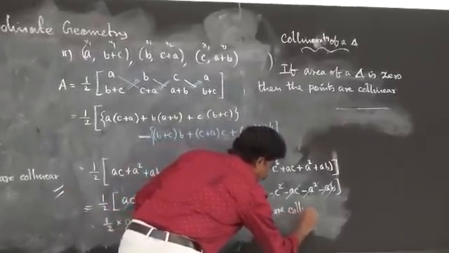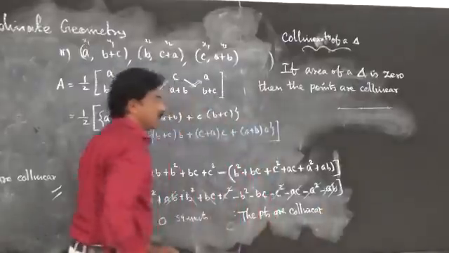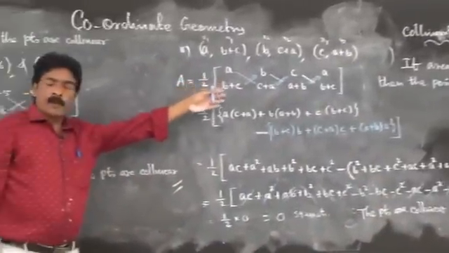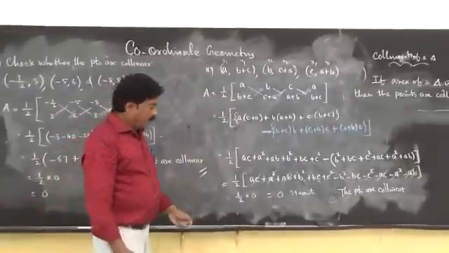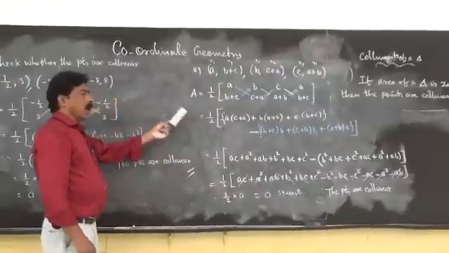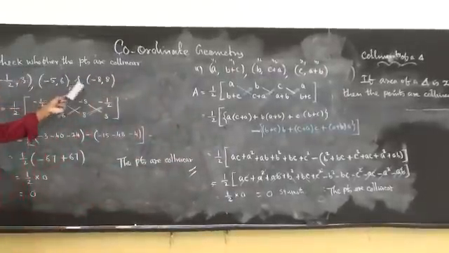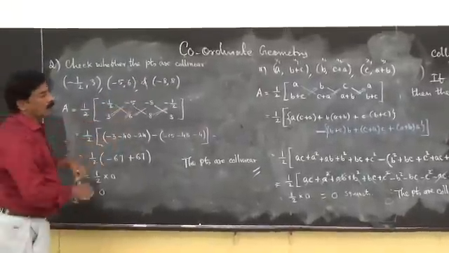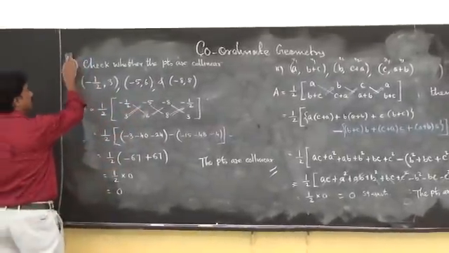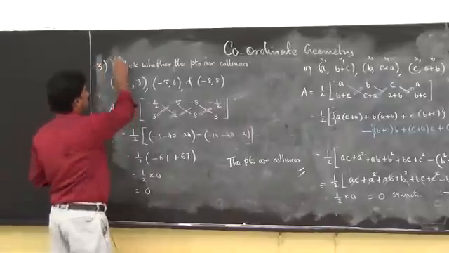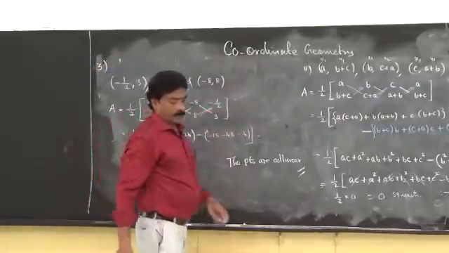So this is the second method. The first one is to find the area. The second one is to find whether the given vertices are collinear. The third one, they will give the area of the triangle and the vertices. In one of the vertices, one or two values may be missing. You have to find the missing value. That is the third question.